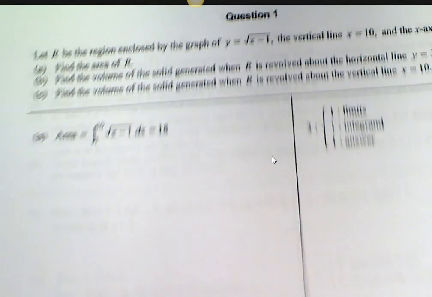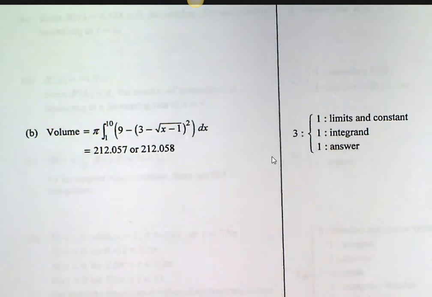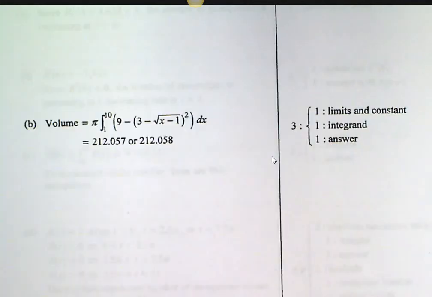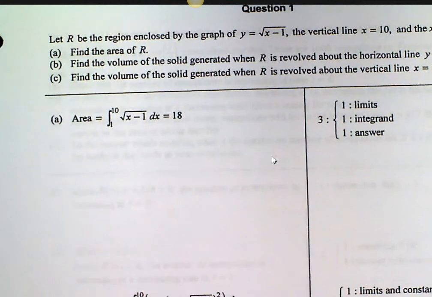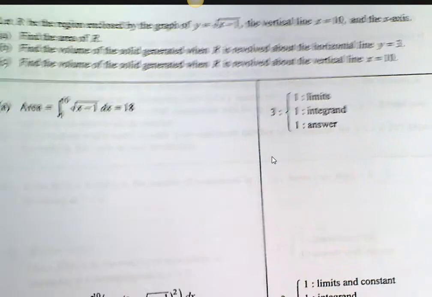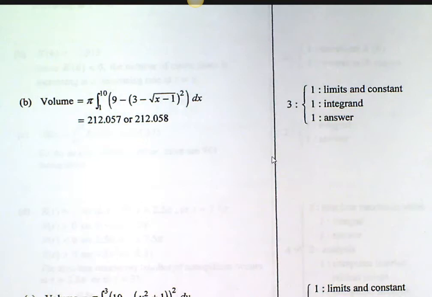All right, volume of the solid when R is revolved around the horizontal line y equals 3. So, limits and constant. Guys, we'll go over the different ways of writing this. But here are the limits: you're integrating from 1 to 10. The constant is pi, so you have pi. If you have pi there and you have the limits, you get a point.